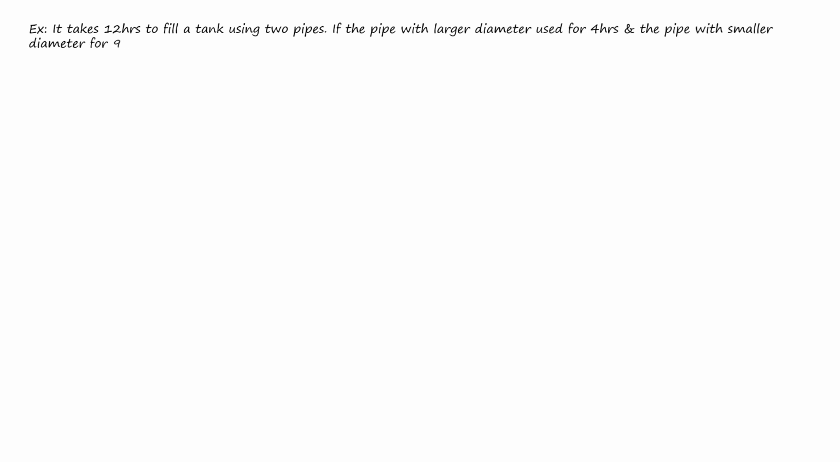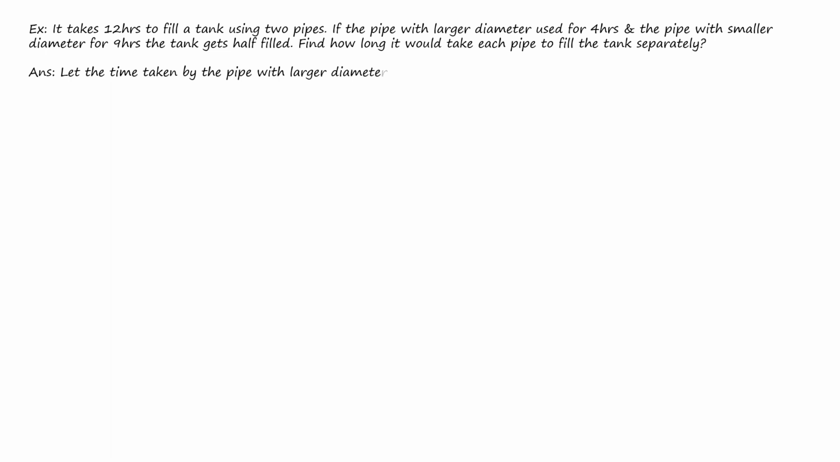It takes 12 hours to fill a tank using 2 pipes. If the pipe with larger diameter is used for 4 hours and the pipe with smaller diameter for 9 hours, the tank gets half filled. Find how long it would take each pipe to fill the tank separately.